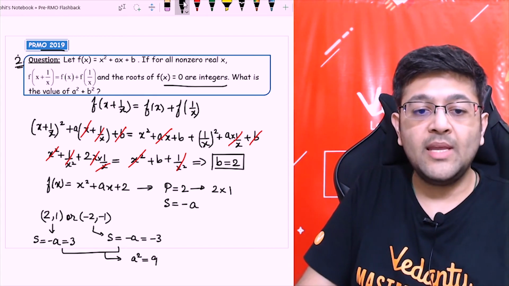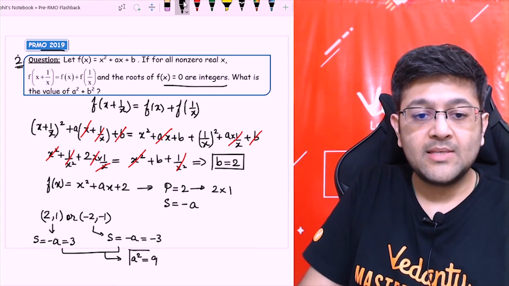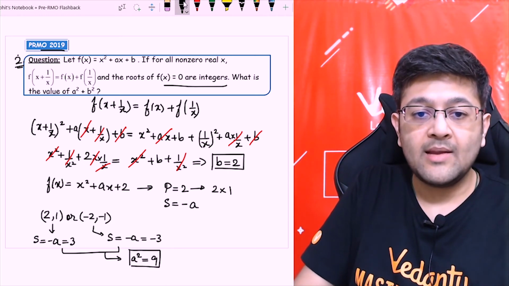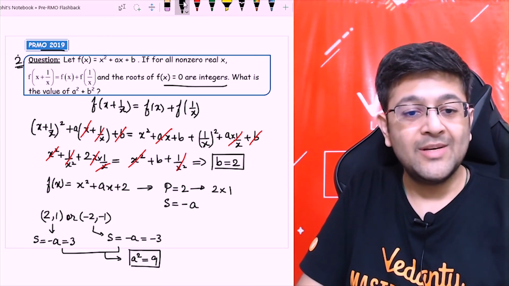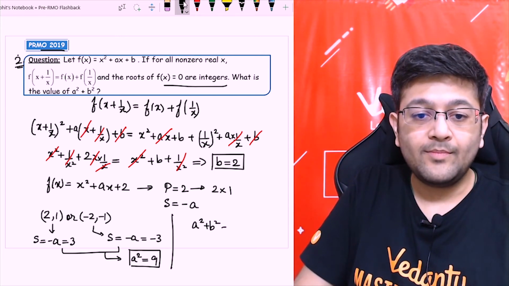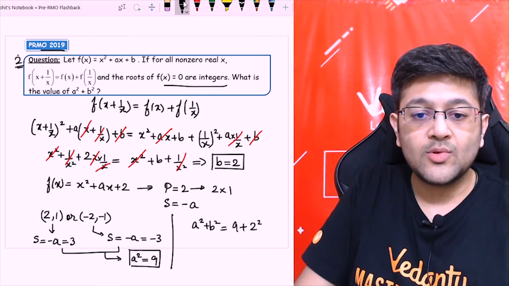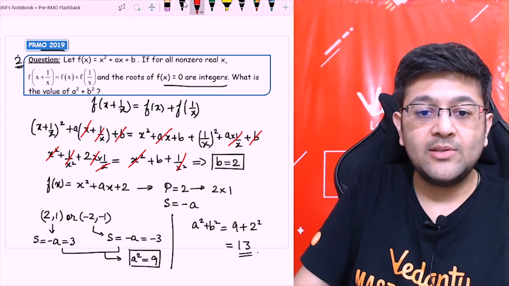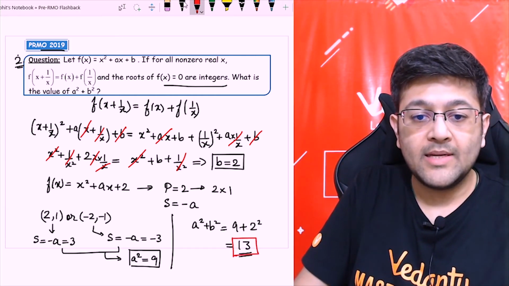A could be either 3 or minus 3. So which means a square will be surely 9, and b I have already calculated as 2. So what will be the value of a square plus b square? 9 plus 2 square. So that should be 13. So the answer to this question should be 13.